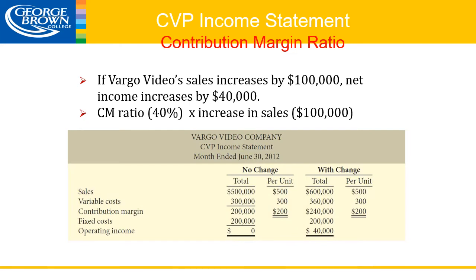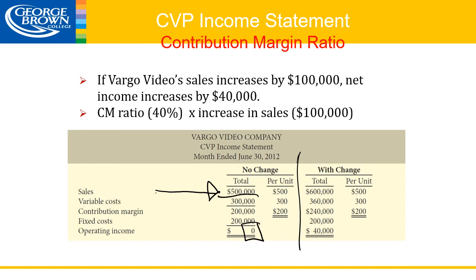Other than our break-even analysis, we can use our contribution rate or contribution margin ratio to understand how different increases in sales volume will affect our net income above break-even. Okay, so let's say we are at our break-even level. We're at a level of sales where we're not making any profit, right? So in this case, with no change, our break-even level in sales is $500. You'll notice that we have zero operating income.